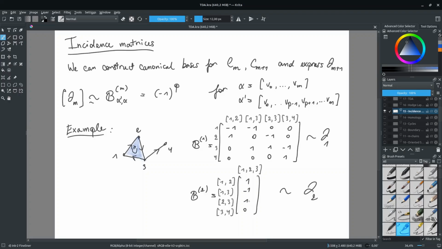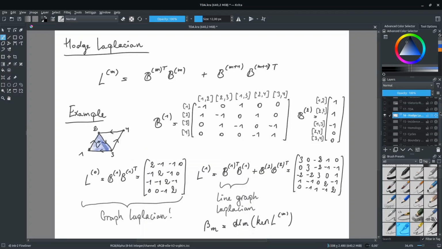So I can boil it down to linear operators and then to matrices if I choose a basis, and then I can construct a higher order equivalent of my graph Laplacian that's also going to tell me about my Betti numbers. So if I define the Hodge Laplacian as the following: B_m transpose B_m plus B_{m+1} times B_{m+1} transpose. Notice that because this operator goes from m chains to m minus 1 chains, the transpose goes from m minus 1 chains to m chains.